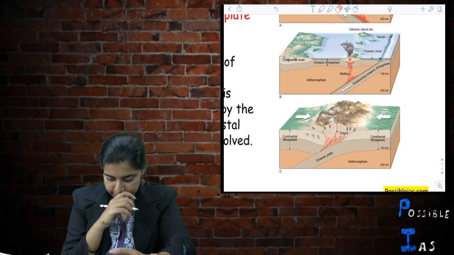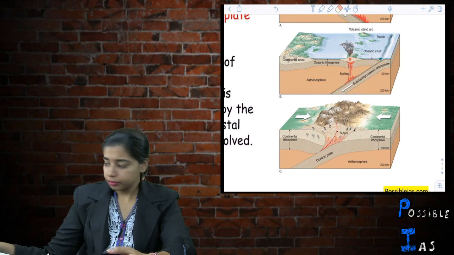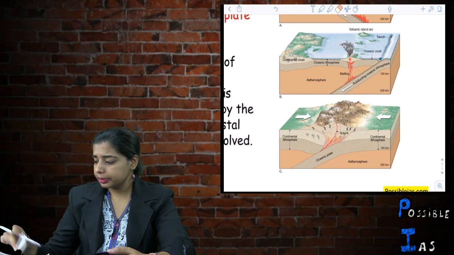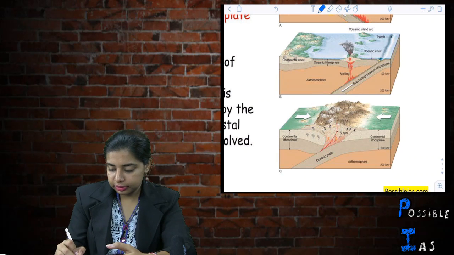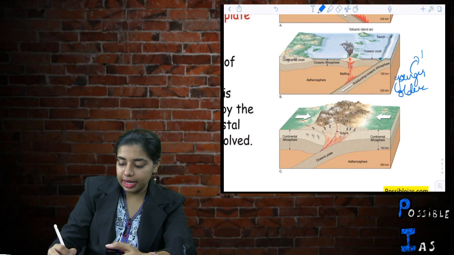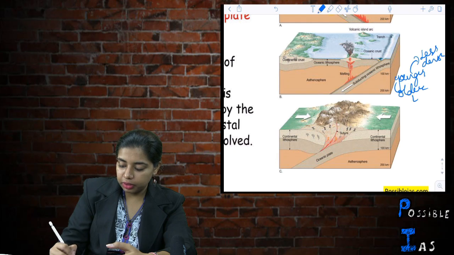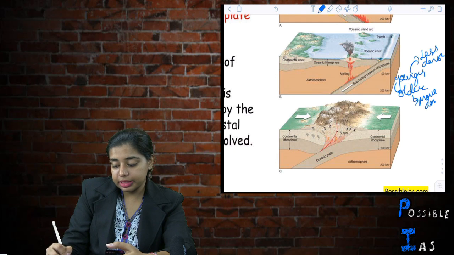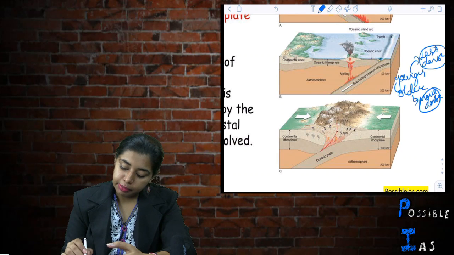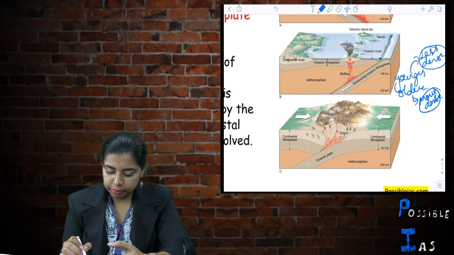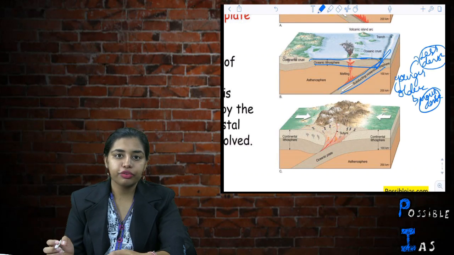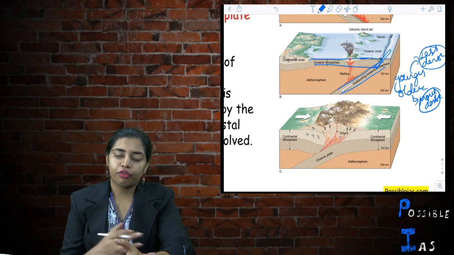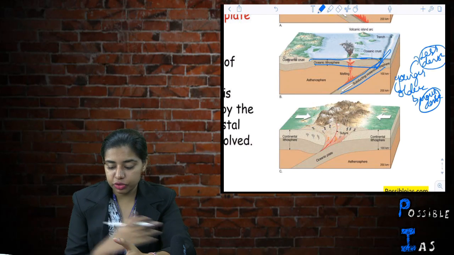In that case, one has to be younger and one has to be older. The younger one is less dense and the older one is more dense. So again the denser one will subduct, and the same process will happen. The older oceanic plate subducts beneath the younger oceanic plate, and again a trench is formed. Again the angle of the trench will depend on the density of the oceanic crust which is subducting.